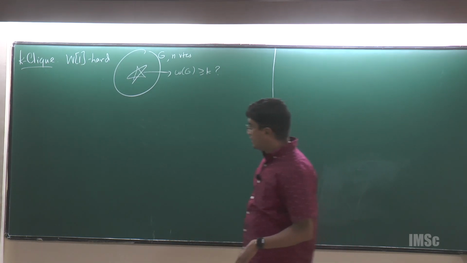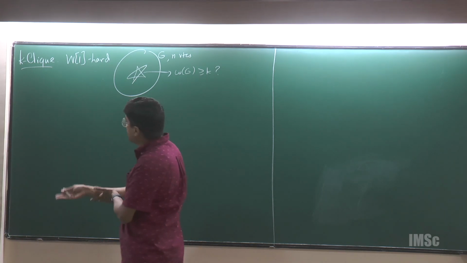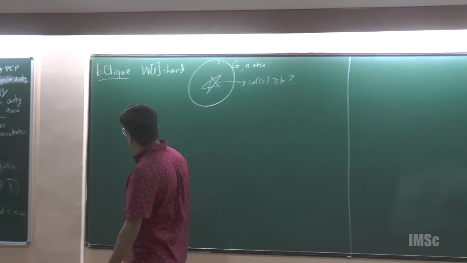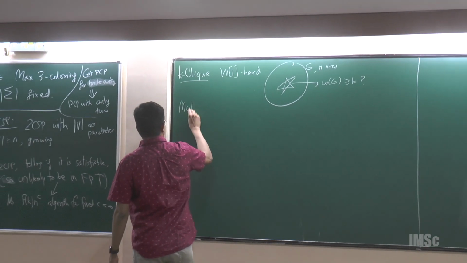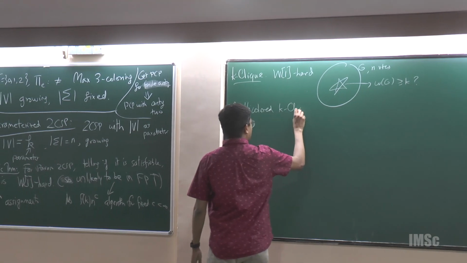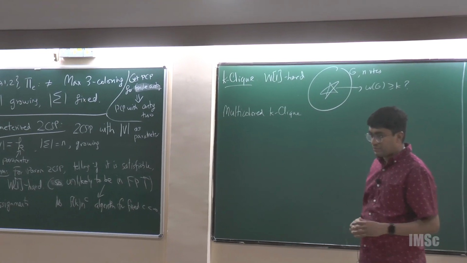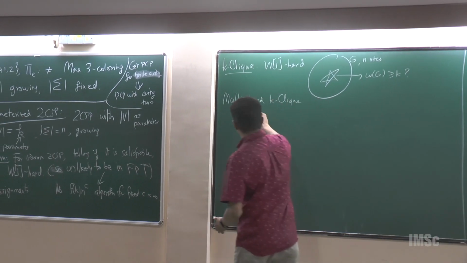And now it turns out you can really think of this 2CSP very closely. Clique is essentially this 2CSP is k-clique. Well, not exactly k-clique, but something called the multicolored k-clique. I just want to do this because clique is a very nice problem, so I want you to have some sort of nice mental image of this CSP. So what is multicolored k-clique?